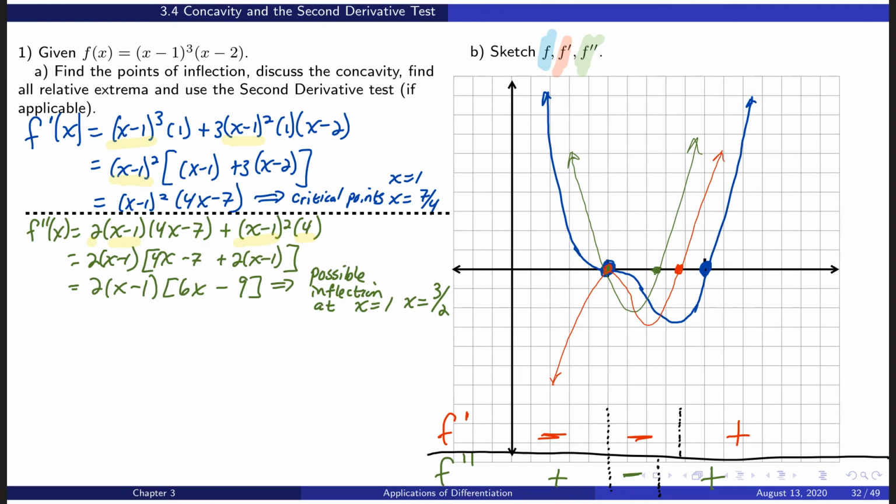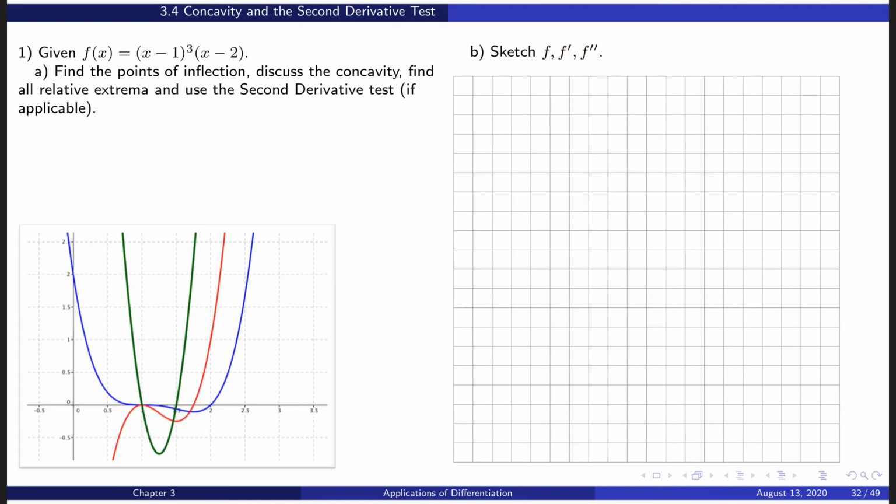And then the same kind of thought process for the second derivative. You have roots at 1 and 3/2. 1 and 3/2 gets a green dot for the second derivative, and you know that the second derivative is positive, negative, positive, positive, negative, positive. You can use Desmos to plot the true shape of these three graphs if you want to.